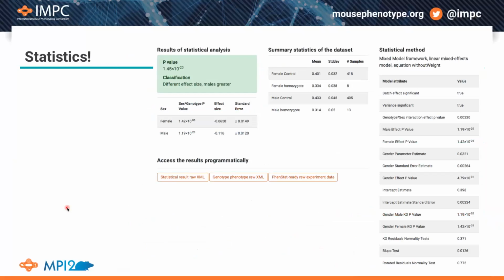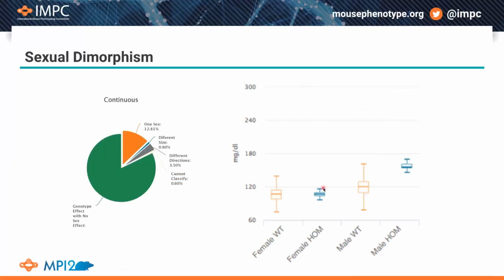If you like stats, below each one of these graphs we have many stats that are generated by our analysis pipeline, but the most important being the p-value for the genotype and the classification. Do we see any sexual dimorphism in this? And as I mentioned, we do see sexual dimorphism quite readily. I'm sorry, that's a bit blurry. This is an example where for cholesterol, we see no difference between wild type and homozygote knockouts, but in the males we see a significant difference. And as I said, with our knockouts, almost 13% of the time we'll see a phenotype in one sex and not see it in the other.